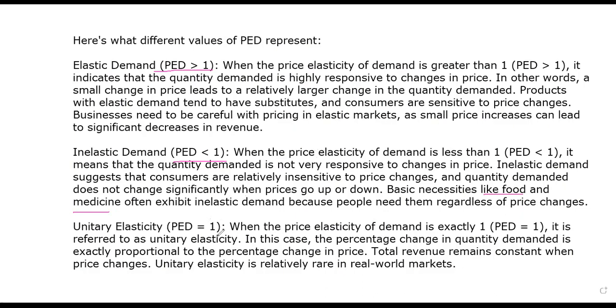And unit elastic is simply a situation where the margin by which we increase the price is equal to the margin by which we lose out in quantity demanded. Of course, in the real world, this rarely happens, but the concept is unit elastic. So the formula for price elasticity of demand is given as follows: percentage change in quantity demanded over percentage change in price.